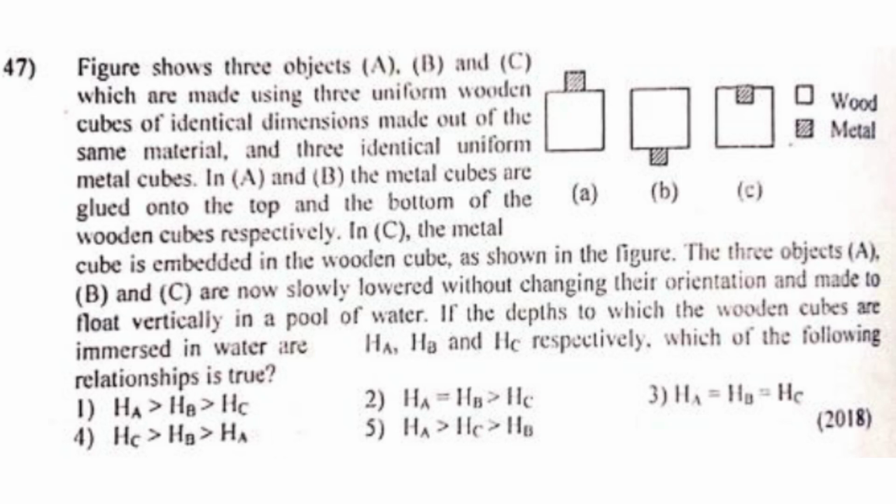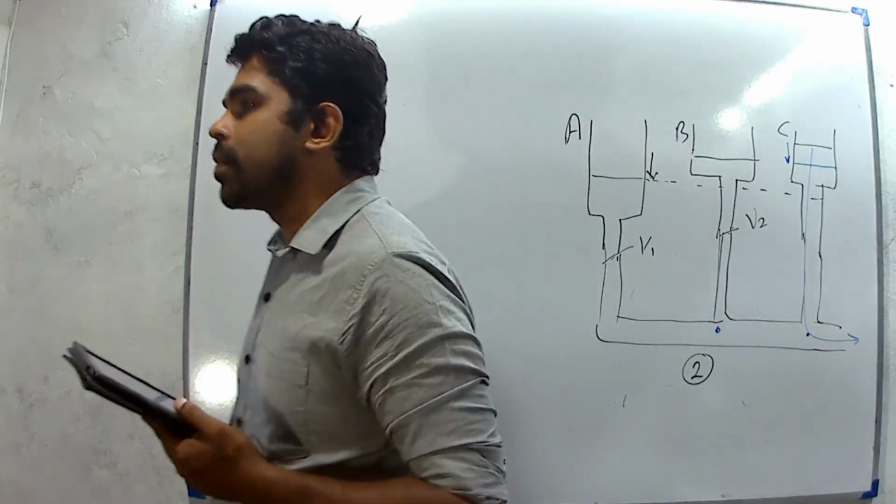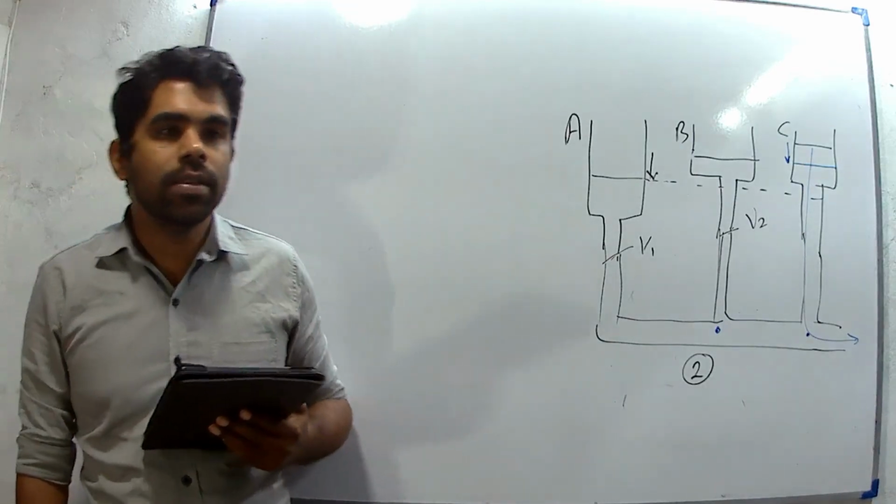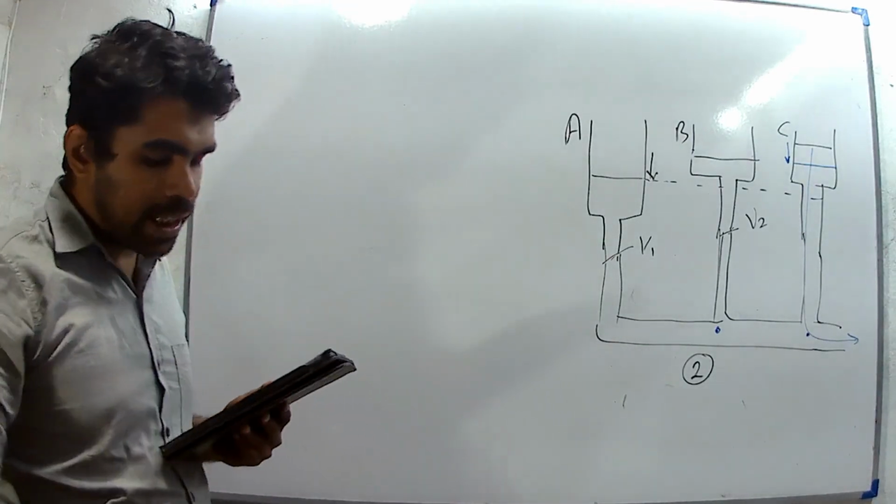The three objects A, B, C are now slowly lowered without changing their orientation and made to float vertically in a pool of water. If the depths to which the wooden cubes are immersed in water are HA, HB and HC respectively, which of the following relationships is true? We know that there is a common weight for all three given conditions.